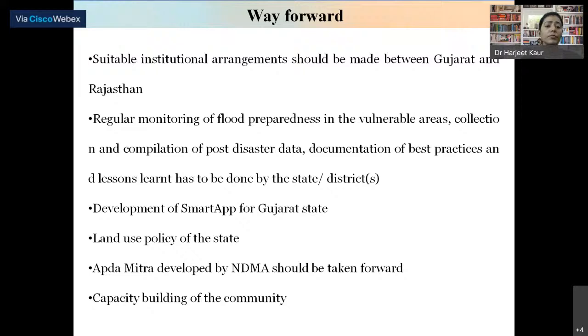We recommend effective land use policies for Gujarat state, and Gujarat state needs to develop a smart app for various disasters, like Chennai and other states are doing. We should also take forward the Aapda Mitra scheme, which was developed by the NDMA. The Aapda Mitra is for community-level volunteerism, and we need to promote capacity building of the community. So this is all from my presentation.